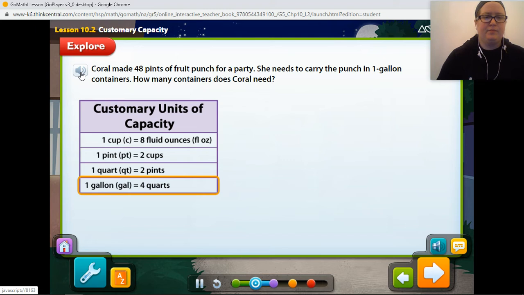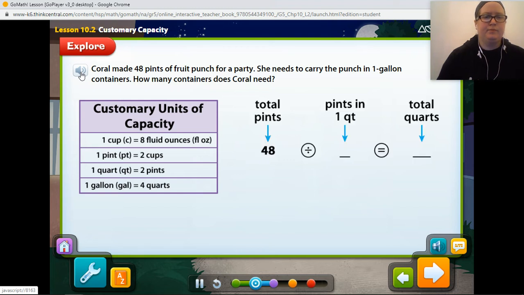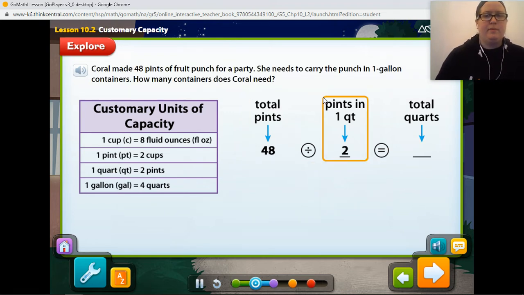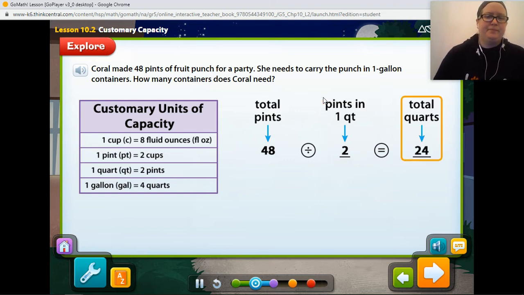Let's use the chart to write an equation to make the conversion. To convert a smaller unit to a larger unit, you need to divide. Sometimes you may need to convert more than once. First, you need to convert pints to quarts. How many quarts are in 48 pints? Since there are 2 pints in 1 quart, you divide 48 by 2. This gives you 24 total quarts.